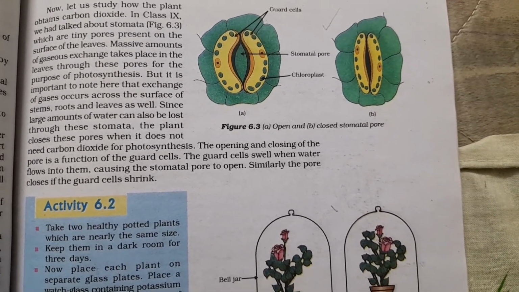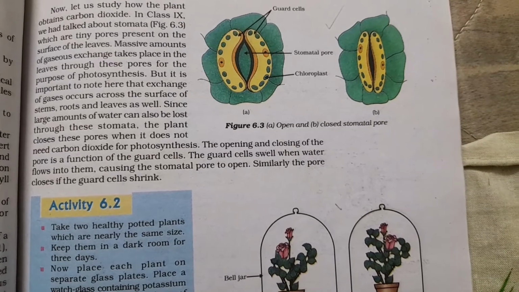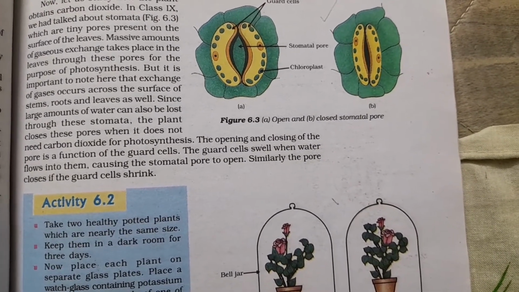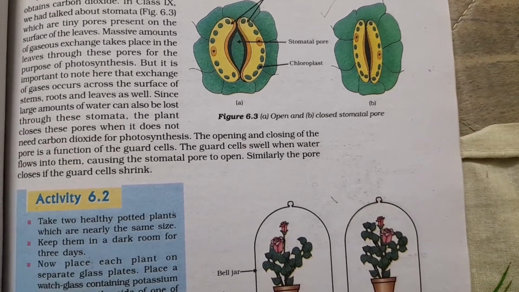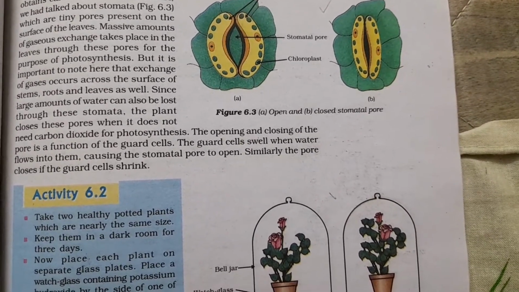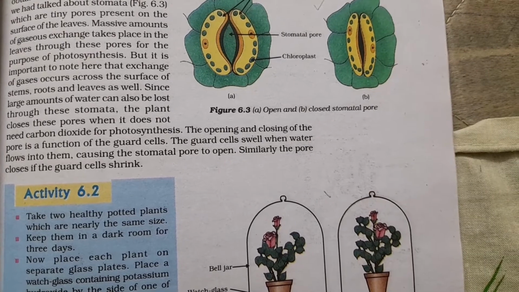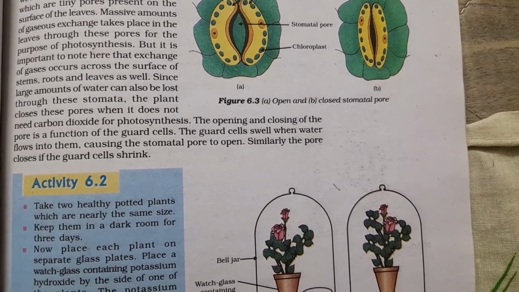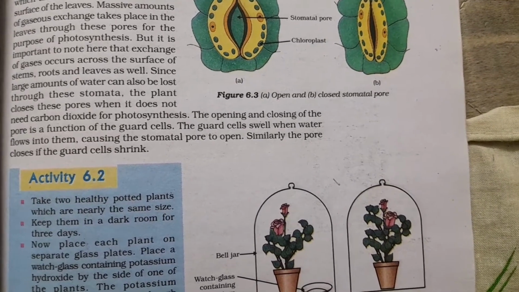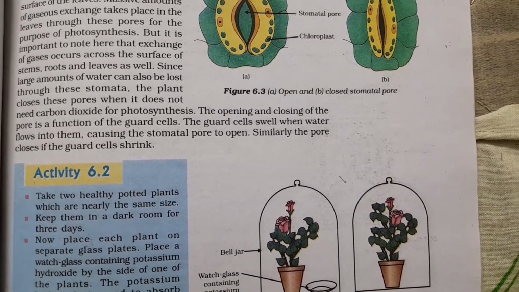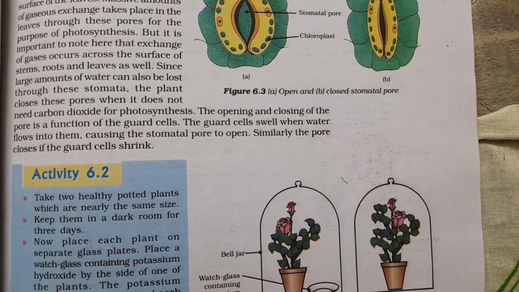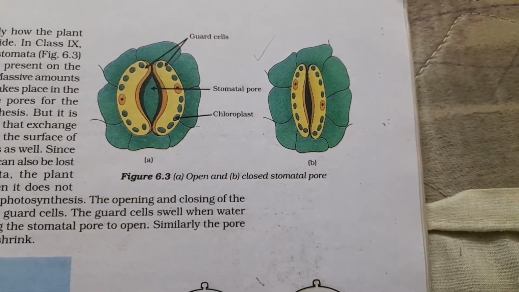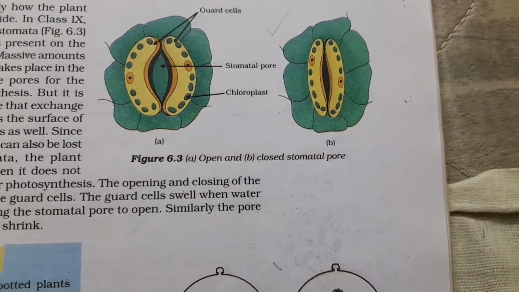It does not occur only on the leaves. It occurs across stems, roots, and everything. Since a large amount of water can undergo evaporation, plants close them when they do not need carbon dioxide for photosynthesis. The guard cells swell when water flows into them, causing the stomatal pore to open. Similarly, the pore closes if the guard cells shrink. You can see the guard cells, stomatal pore and chloroplast.